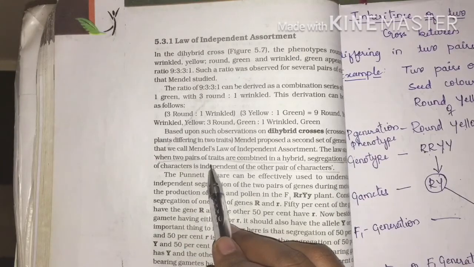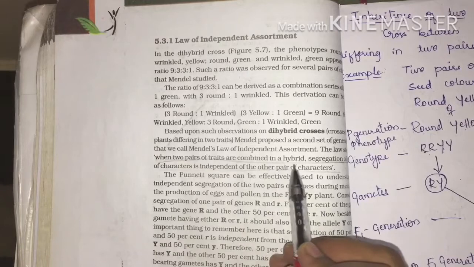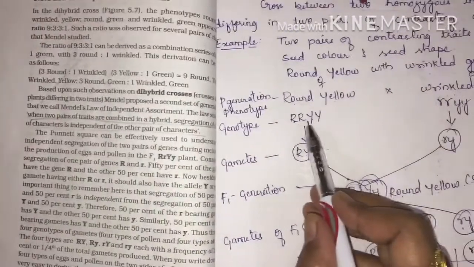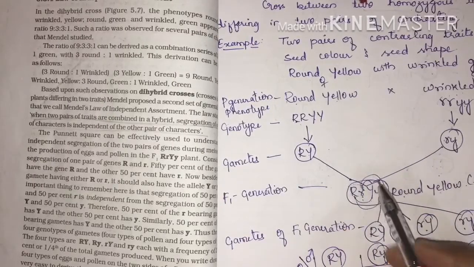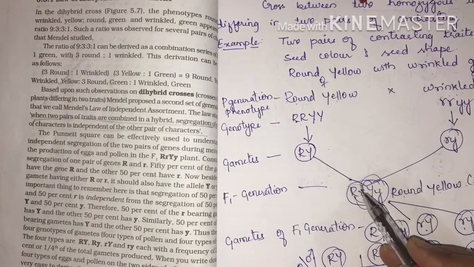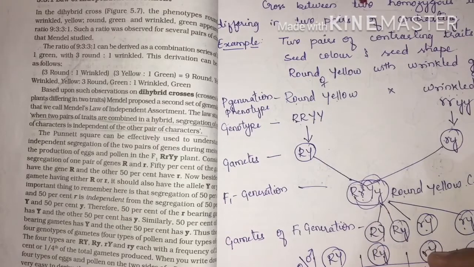Traits means what here? Characters. When two pairs of characters are combined in a hybrid, here two pairs of traits are there. Okay, it is combined in a hybrid. This one is the hybrid. Segregation of one pair of character is independent of other pair of character.